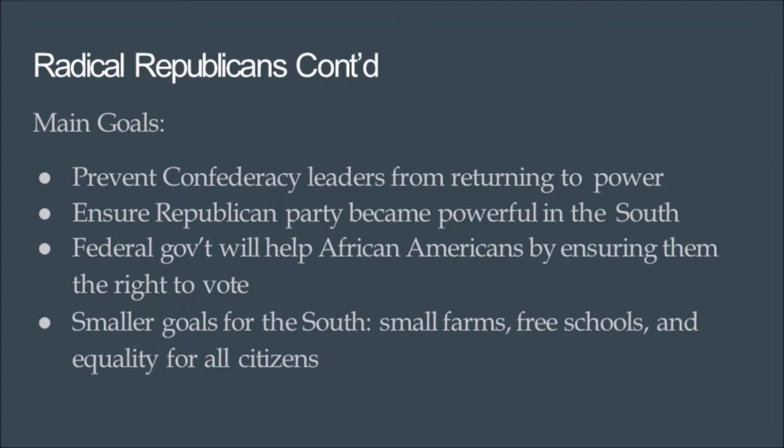So what are their main goals? First off, they want to prevent the Confederate leaders from returning to power. Above all else, they do not want those former Confederate officers back in power.